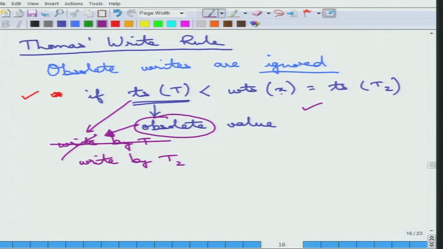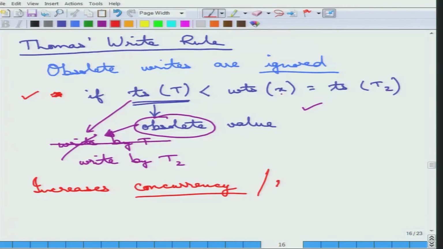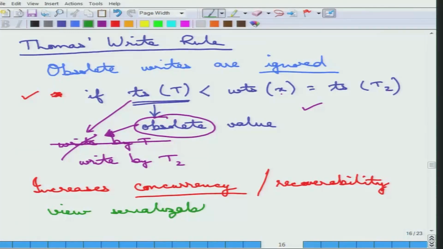So this increases the concurrency, because it allows some more writes to go through, so some more transactions go through to successfully complete and commit. It also may increase recoverability, because now this transaction will not simply abort, it can continue. As a note on this, this allows certain view serializable schedules which will not be allowed otherwise by the basic timestamp protocol.